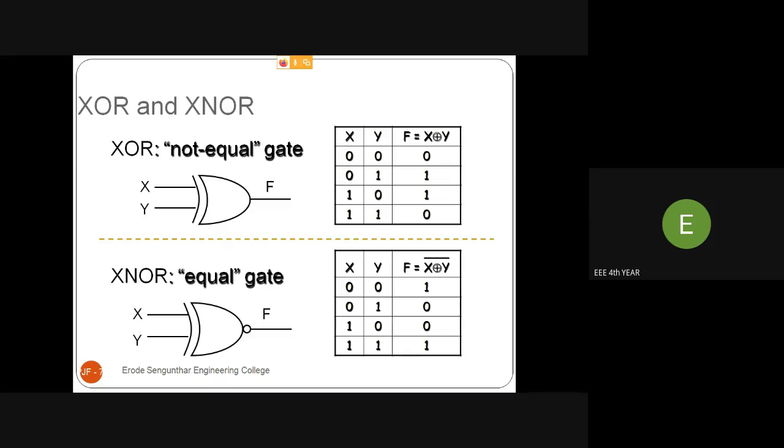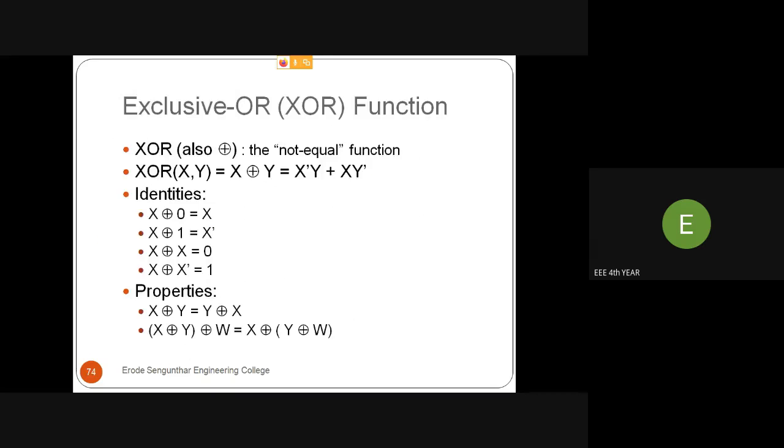Next, the XNOR gate, which is represented as the equal gate. If you take the XOR gate and add a bubble, you obtain this symbol as the XNOR gate. If the two inputs are equal, the output is high. If the inputs are different, the output is low. So 0 and 0 give X exclusive OR Y whole bar equal to 1. The inputs 1 and 1 are equal, therefore the output is high. This is called the XNOR gate.